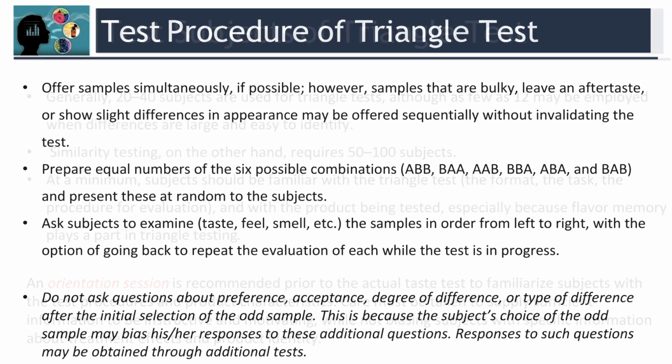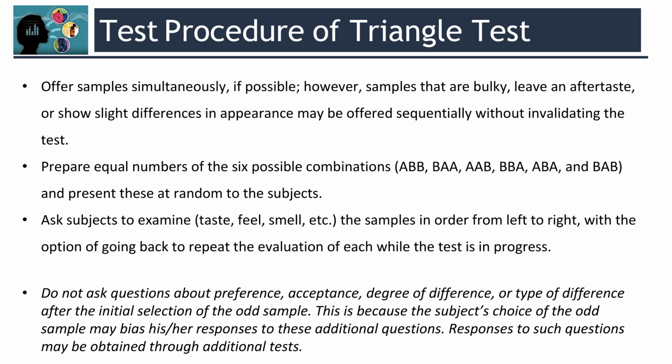Offer samples simultaneously, if possible. However, samples that are bulky, leave an aftertaste, or show slight differences in appearance may be offered sequentially without invalidating the test. Prepare equal numbers of the 6 possible combinations and present these at random to the subjects. Ask subjects to examine, taste, feel, smell, etc., the samples in order from left to right, with the option of going back to repeat the evaluation of each while the test is in progress.